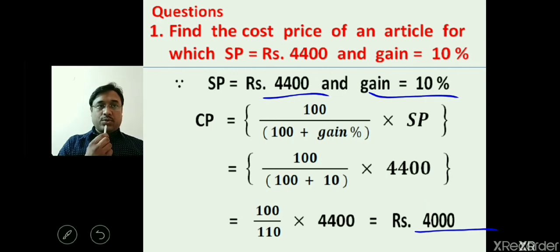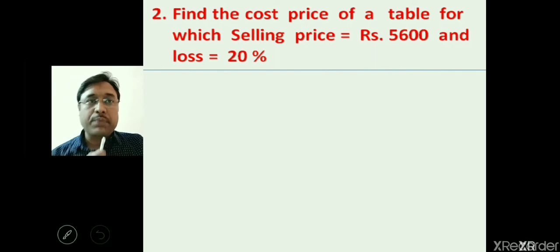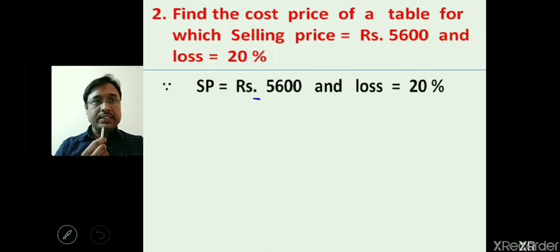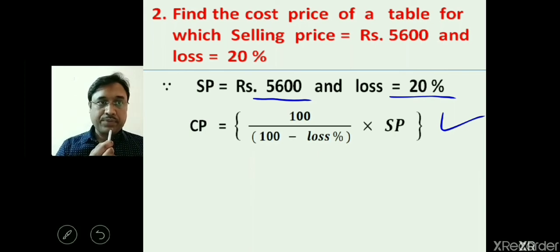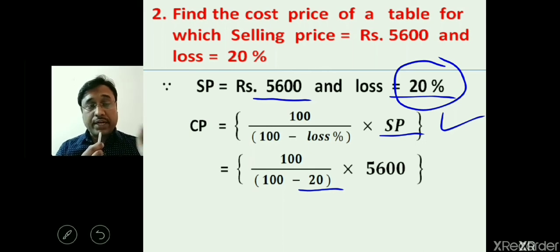So the cost price is 4,000, and now we will see the next question: find the cost price of a table for which the selling price is rupees 5,600 and the loss percent is 20%. Then you will write that the selling price is 5,600, that is given, and the loss is 20%. So you will use this formula: cost price equals 100 by 100 minus loss percent into SP. SP is the selling price here. So we will put the value, loss percent value is 20%. So you can use that value, 100 minus 20. You will not write 20%, you will write only 20.